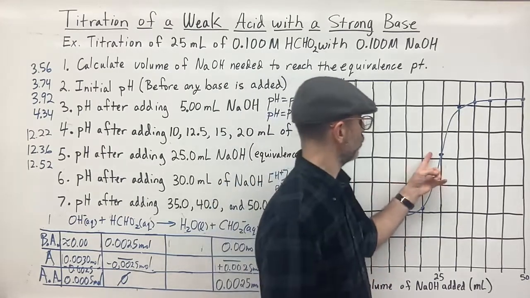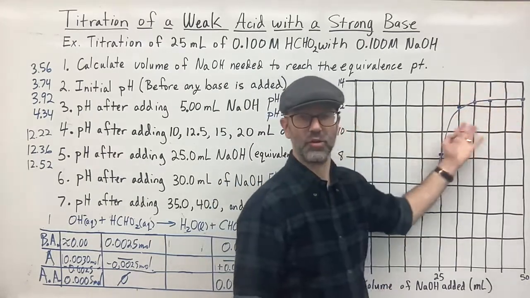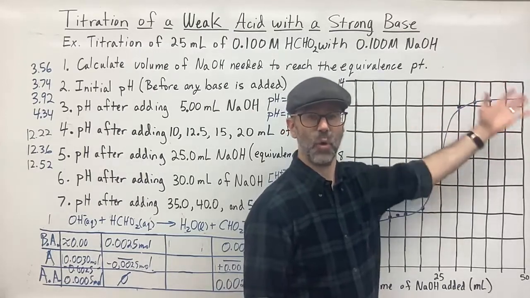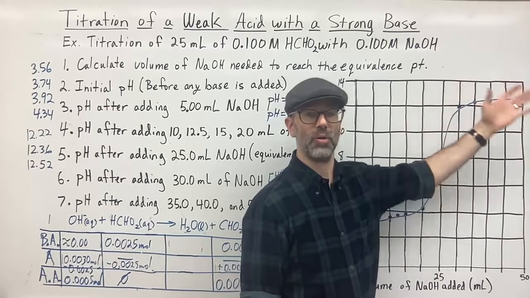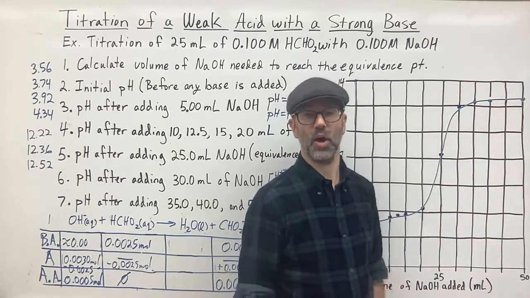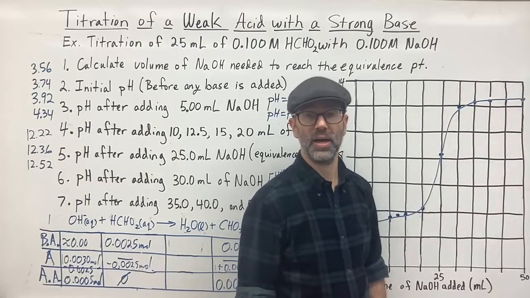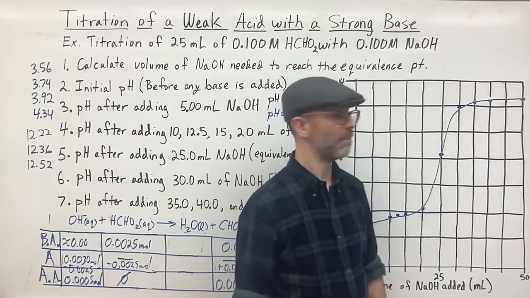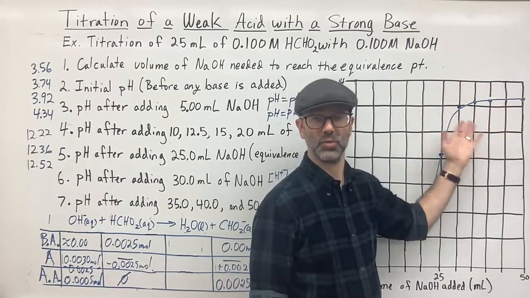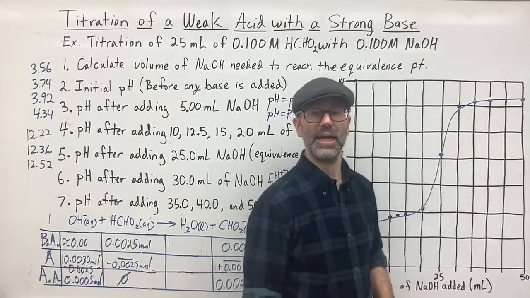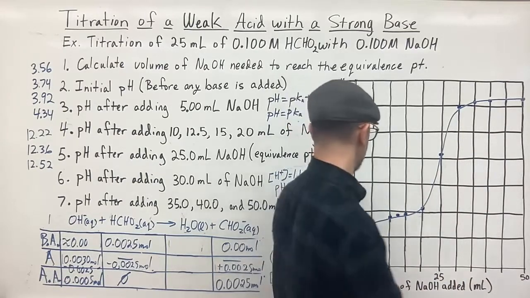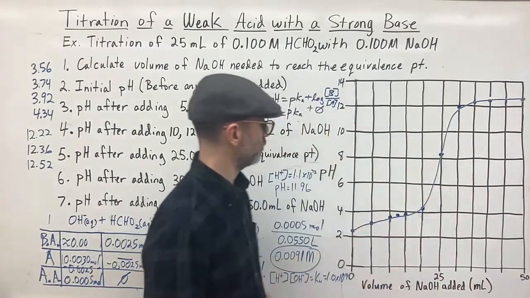And then after the equivalence point, this is a strong base problem. Here you're going to have an excess amount of OH minus. At this point, we can ignore the weak base, because the OH minus is going to overwhelm the weak base. So we just focus on the excess OH minus, and then use that to find the pH. And so those are the important parts of the graph.